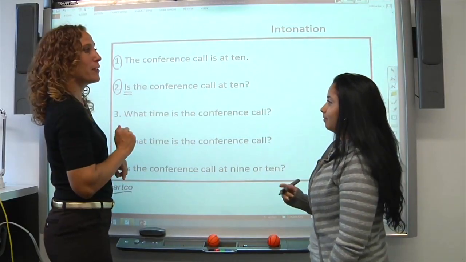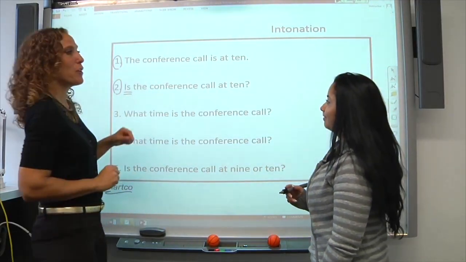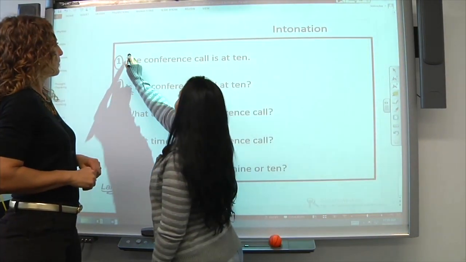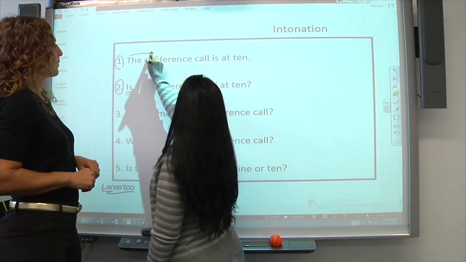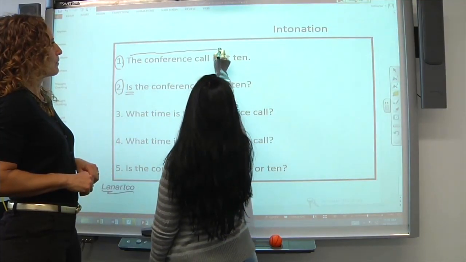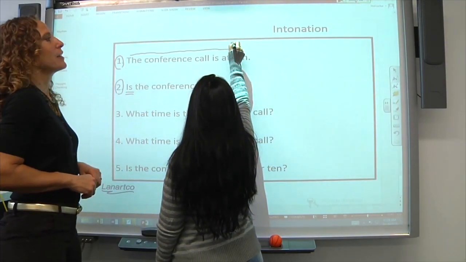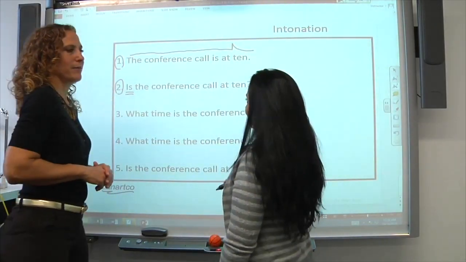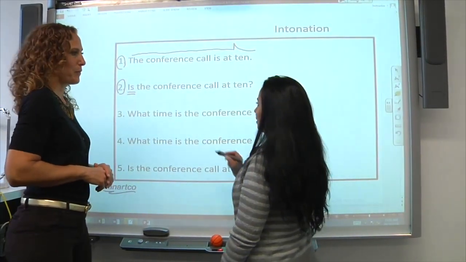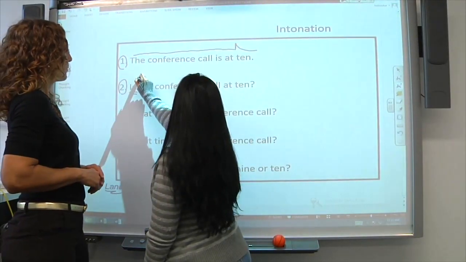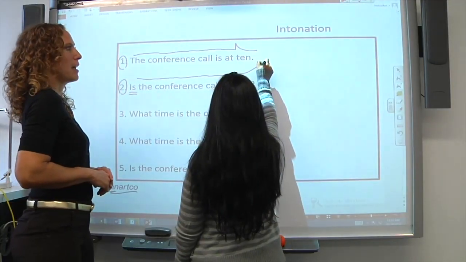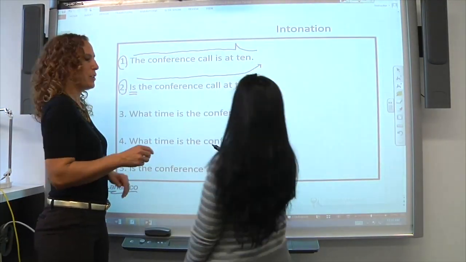And just as a reminder, draw the pitch patterns for numbers 1 and 2. All right. So the statement: straight line, then it goes up, good, and it slides down. Good. And how about the closed question? The closed question is a straight line, and it goes up and stays up. Good, excellent.